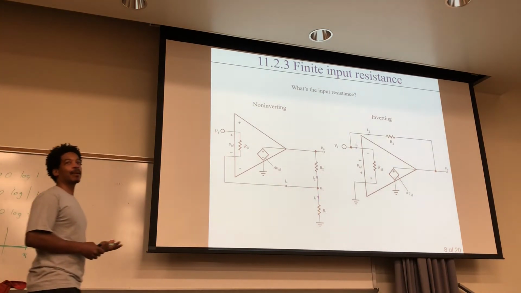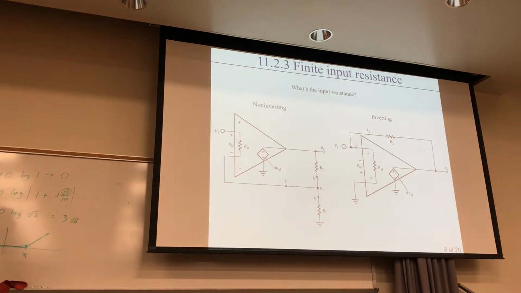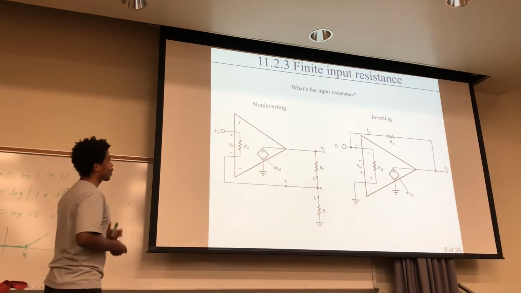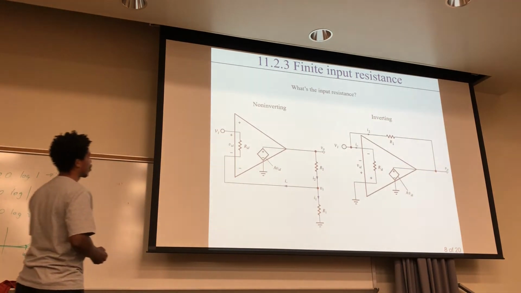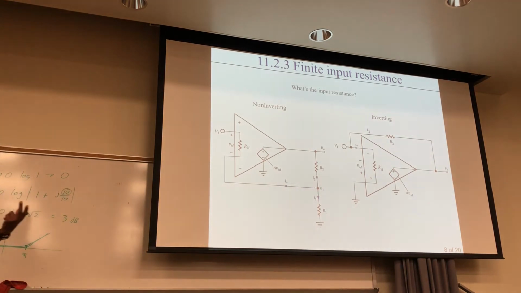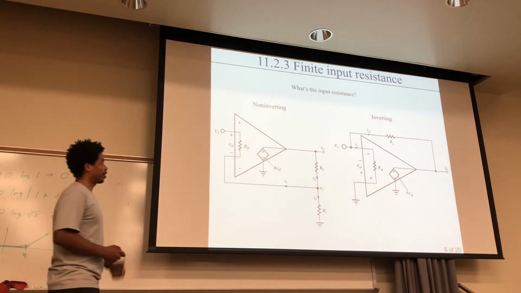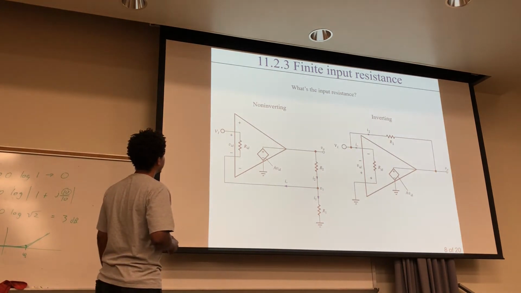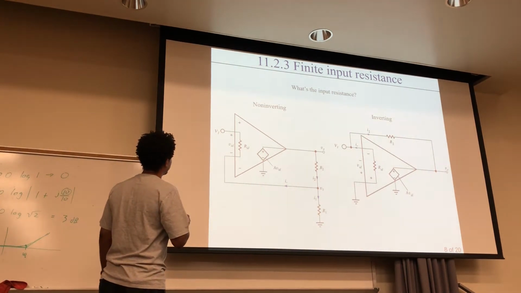Any guesses? Apply a voltage. Yeah, exactly. Apply some kind of source. It could be voltage, current. And then you look at the ratio of the voltage that you're applying versus the current that's being generated by applying that voltage. And then the ratio of that is going to be your resistance. Okay, so since we're doing it at the input, we'll put it right there.